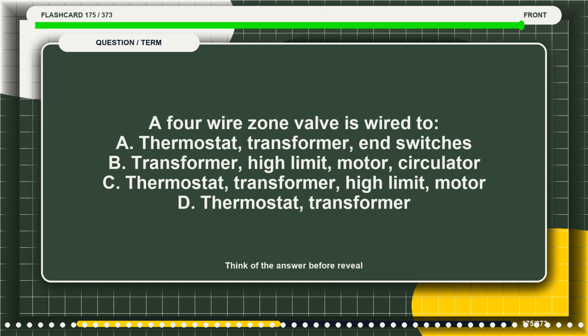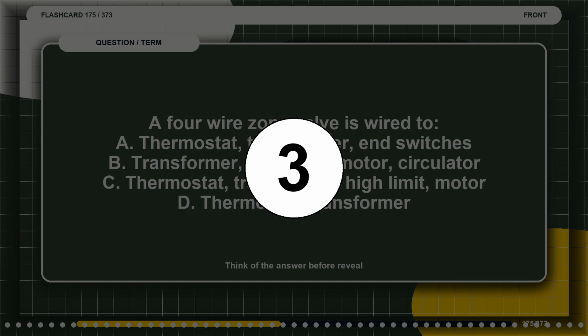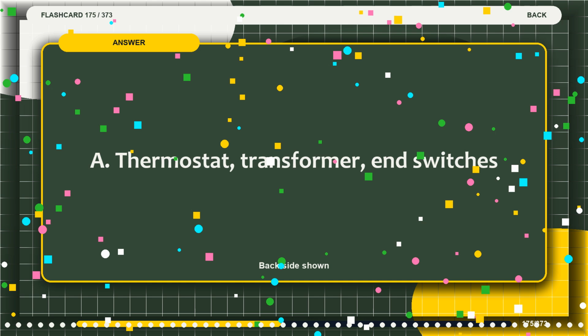Flashcard 175. A 4-wire zone valve is wired to A. Thermostat, transformer, and switches, B. Transformer, high limit, motor, circulator, C. Thermostat, transformer, high limit, motor, D. Thermostat, transformer. Think of the answer before the reveal. The answer is A. Thermostat, transformer, and switches.